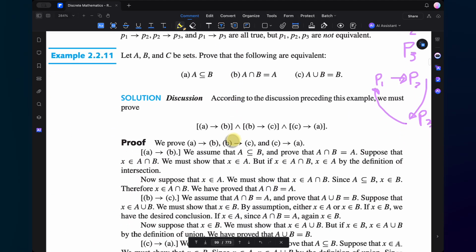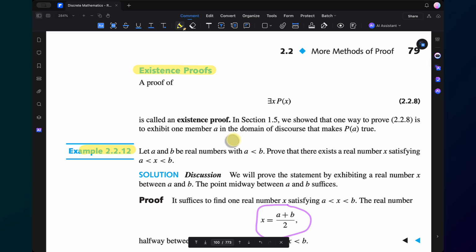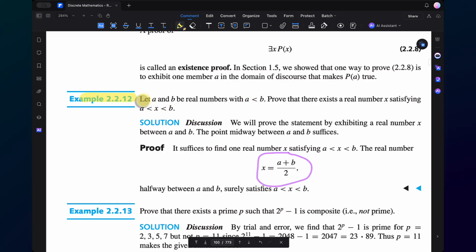So, okay, I think that's enough to get you through most of it, except, well, let's do this existence part. If somebody came up to you and said, prove there exists something, that means you literally have to display that there exists. Here's a good example. Let A and B be real numbers with A less than B. Prove there exists a number x satisfying A is less than x is less than B. Well, that's pretty clearly, if you take basically the average of these two numbers, it's going to be in there, right? So here's the proof.